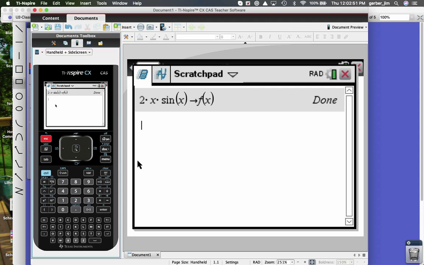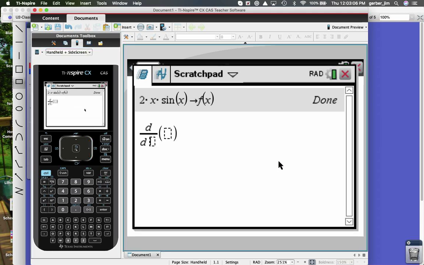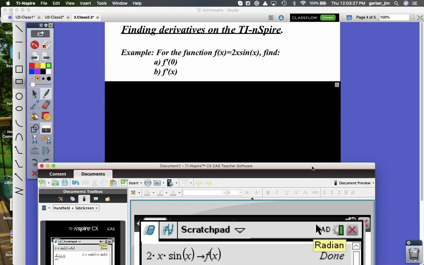An easier way is to go to the templates here. This is called the template button, and it has the most useful commands in mathematics right here. If I scroll across, there is my derivative button. I hit that, and it says, the derivative with respect to what? Well, we want the derivative with respect to x. Of what function? The function f of x that we just defined. If I hit enter, it tells me that the derivative of 2x sine x is 2x cos x plus 2 times sine x. That's my derivative, and so that's the answer to part b.